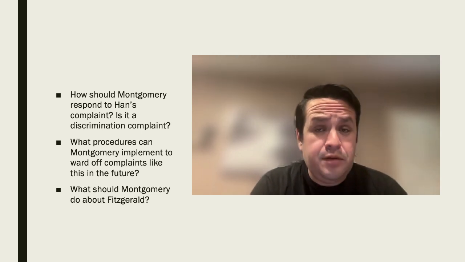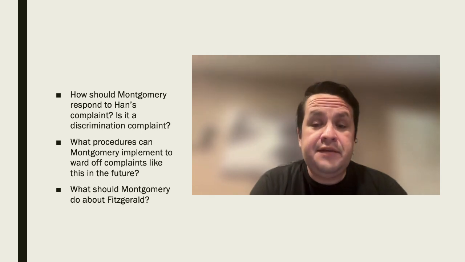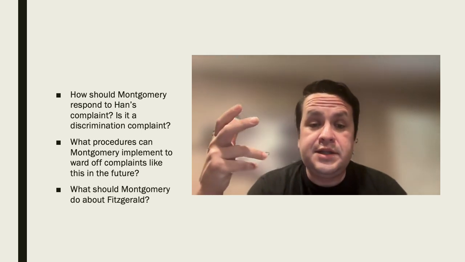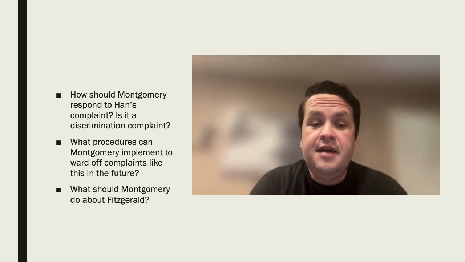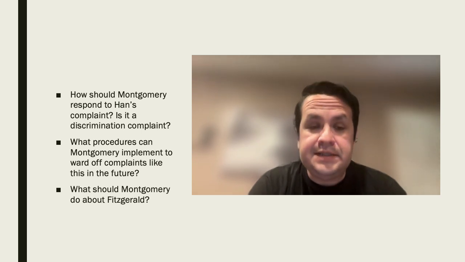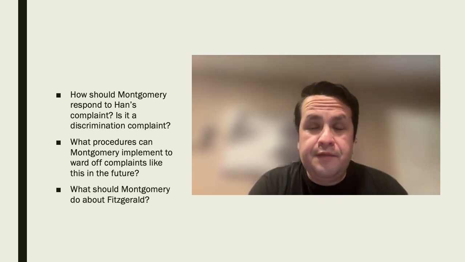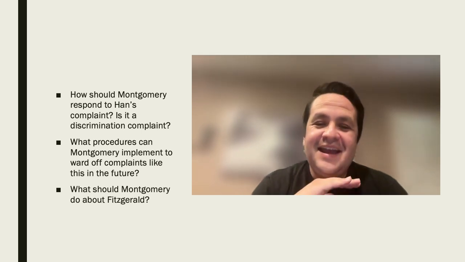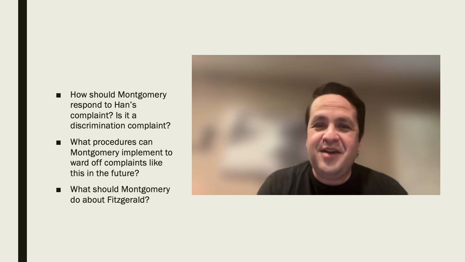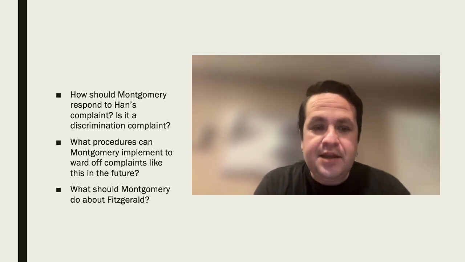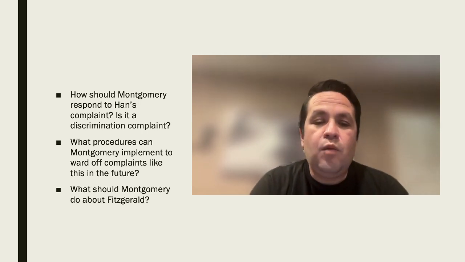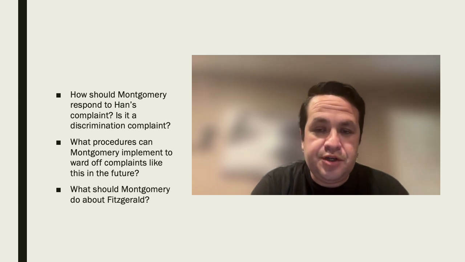Well, it could be, especially if other people are getting the work done in their units and Han is not getting the work done in his unit after several attempts. So a good rule of thumb is just to make sure you get these repairs done right away. As soon as they come in, you have a good process of tracking that and you make sure that the repairs are done. What procedures can Montgomery implement to ward off complaints like this in the future?